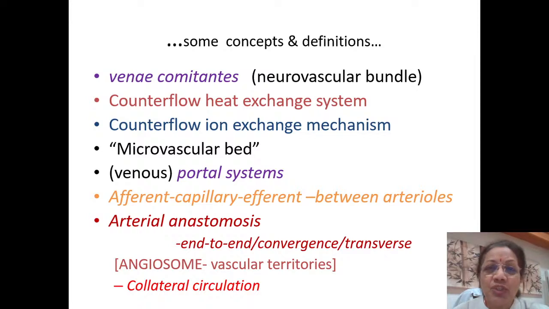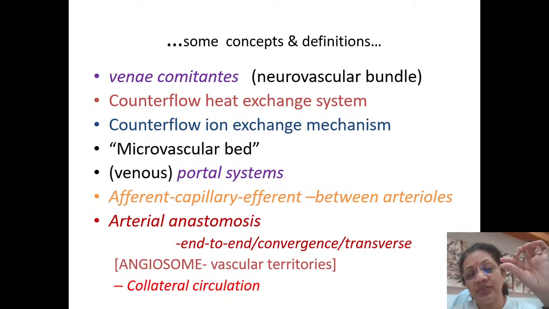Some concepts and definitions broadly in this overview of what we are calling the circulatory system. You have a name called venae comitantes. Venae comitantes are those going along together, right? So sometimes an arteriole will be one in number, but the veins accompanying it will not be a single vein, but two veins, one on either side of it. This happens in many areas.